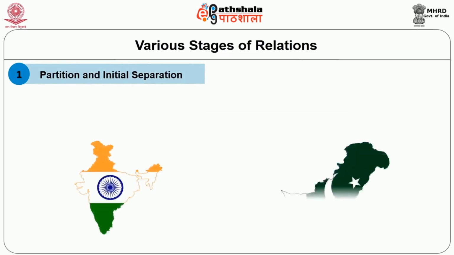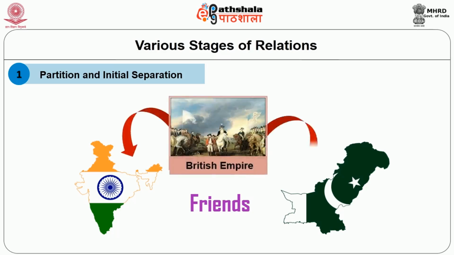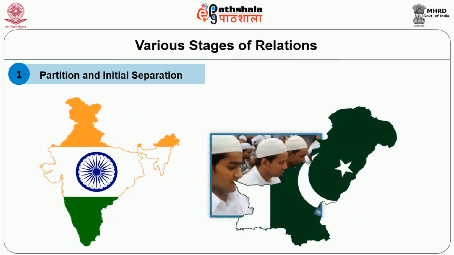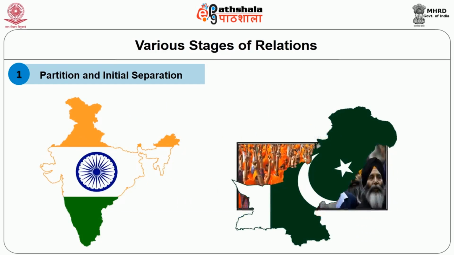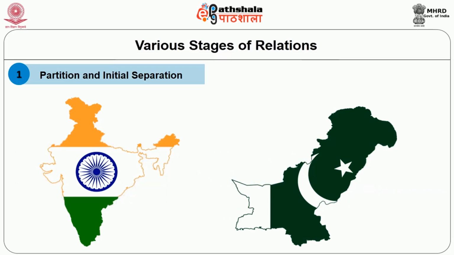Partition and initial separation. Generally, India and Pakistan should have been friends, as both got independence from British Empire at the same time. But this did not happen. During the partition, the process of escaping of Muslims from India to Pakistan and coming of Hindus and Sikhs from Pakistan caused the massacre, which led to the feeling of hatred and friction between both the countries.